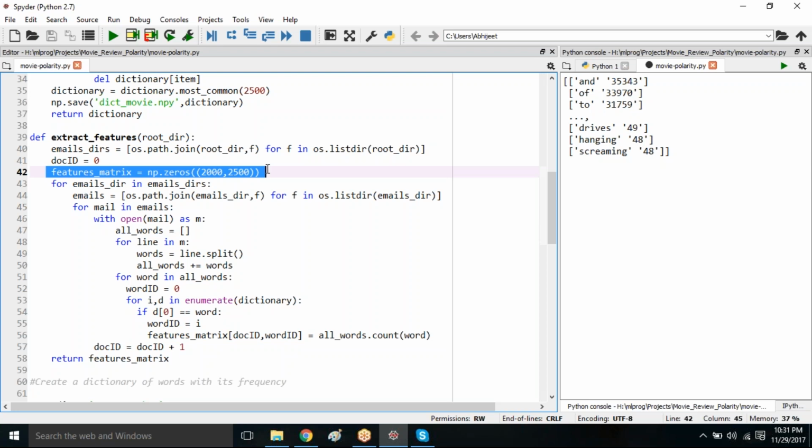All you have to do is to just put the count of that word in that particular file. How many times it has occurred.